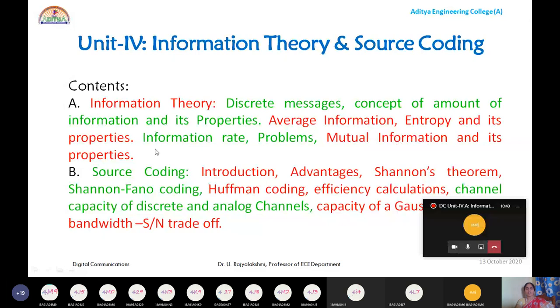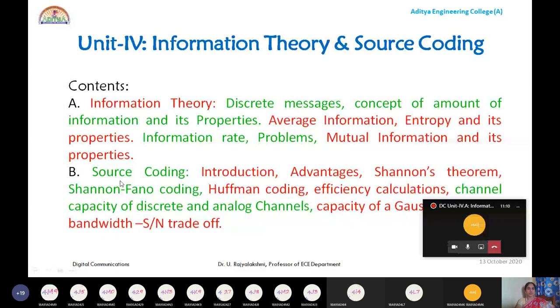Because once the transmitter sends the data, our receiver should be able to capture the data properly. That's why mutual information plays a key role, because the transmitted data should be properly received. So you should learn some of the properties of mutual information. And all these are the contents of information theory.